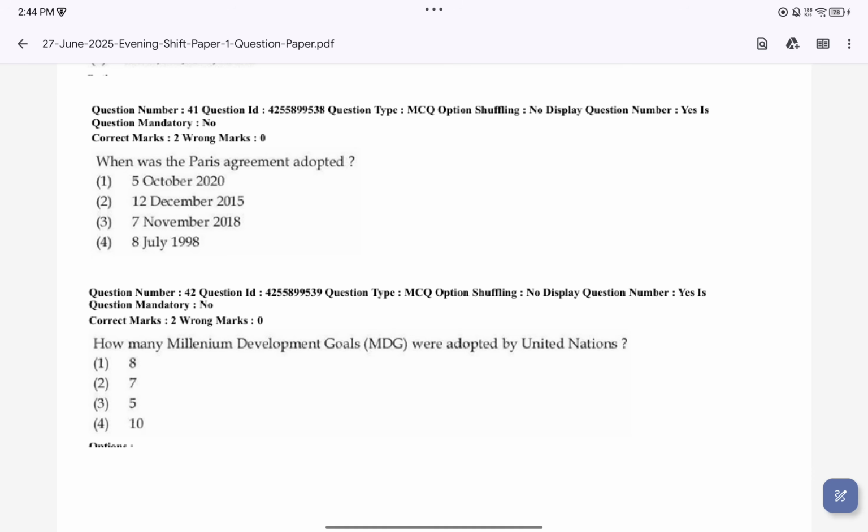8 Millennium Development Goals were adopted in the United Nations in the year 2000. When it comes to SDGs, there are 17.